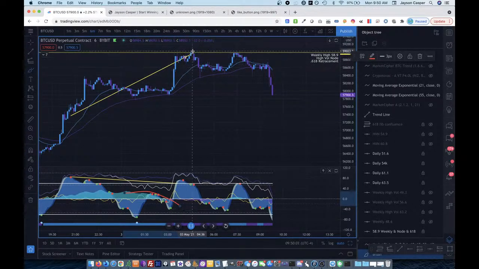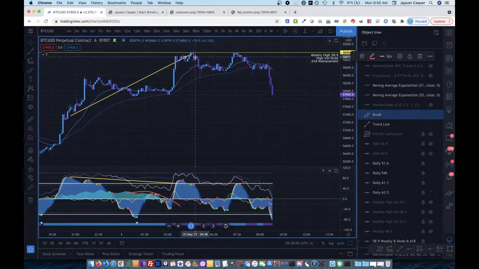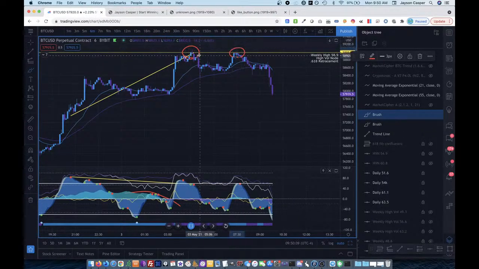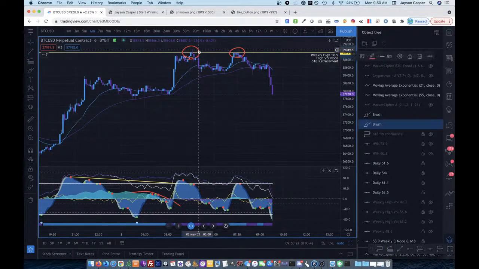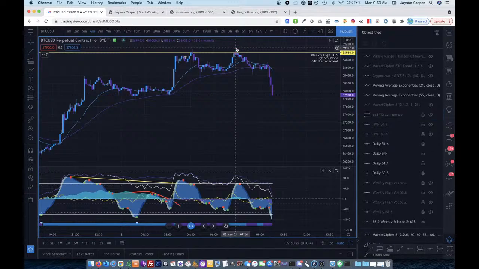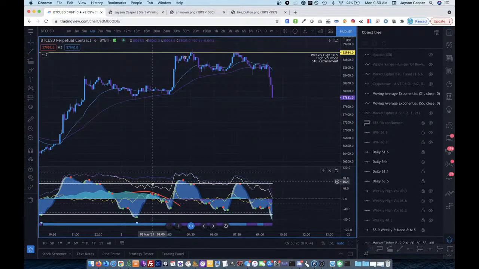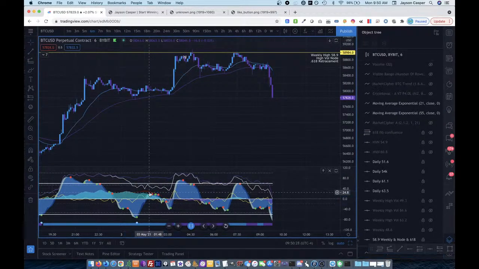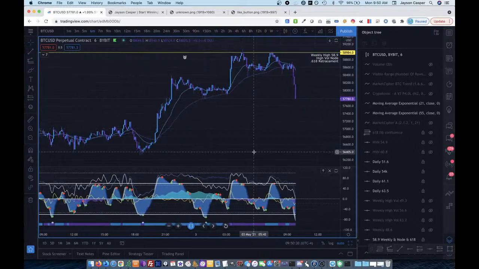Not only that, but right here is another clear sign, because we come up and test the resistance once, and then we come up and test the resistance twice. The second time, we're unable to form a higher high. To me, this is the sign: go in. So we're basically using Market Cipher to show us what is going to happen at these levels. And the opposite is true for a trade at the support.